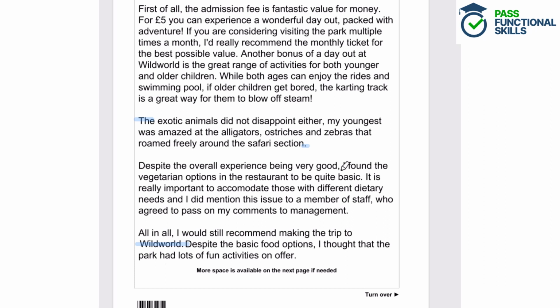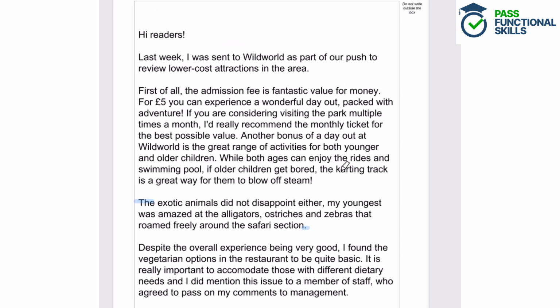We've also got commas that have been used throughout the answer to add further detail to sentences and to create some lists. So for example, we've got for £5 you can experience a wonderful day out, and that could be a sentence on its own, but we've added a comma so that we can add more detail, packed with adventure.